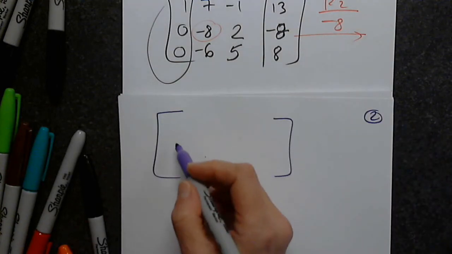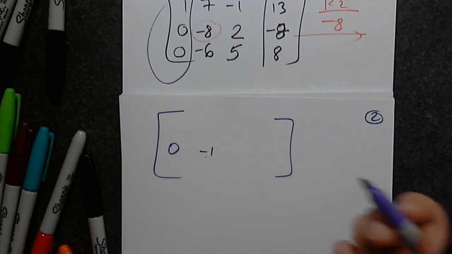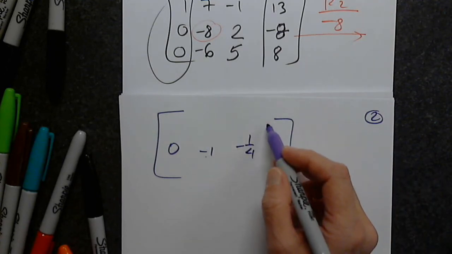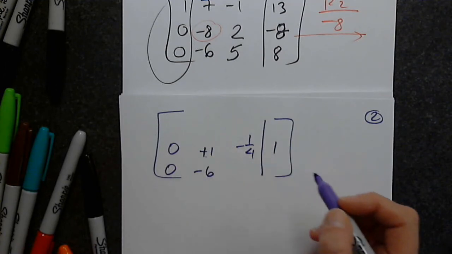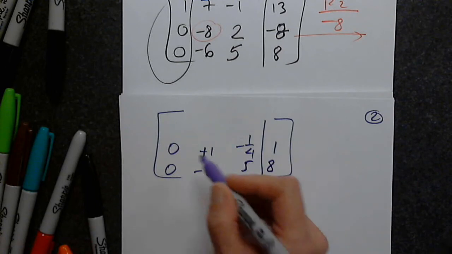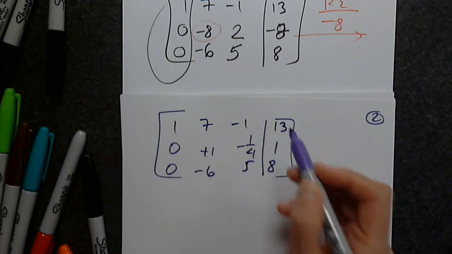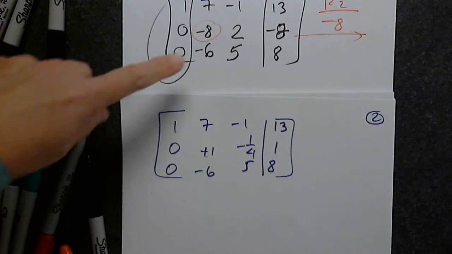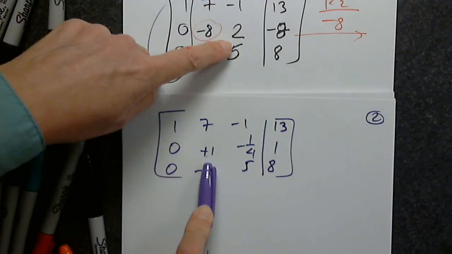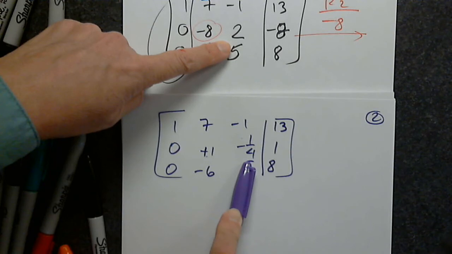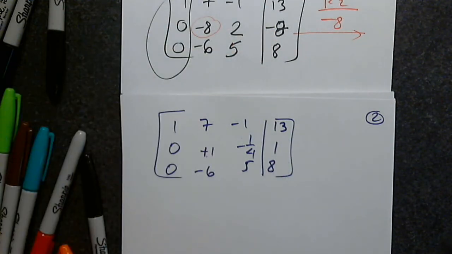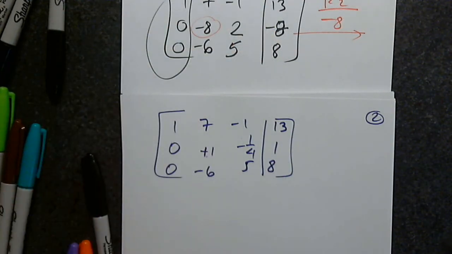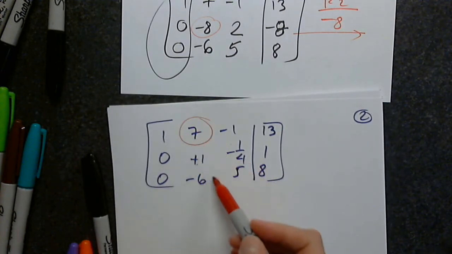Okay. So 0, 1, 2 over negative 8 is negative 1/4, and 1. 0, negative, I'm sorry, it's positive here. Negative 6, 5, and 8, 1, 7, negative 1, and 13. So this divided by negative 8, this divided by negative 8, 2 over negative 8 is negative 1/4, and this divided by negative 8, and we get 1. So now I will use the 1 to eliminate these two.